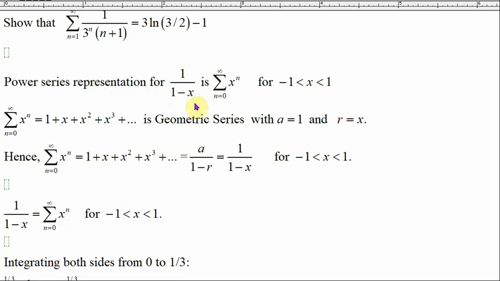And also recall that we got this representation by thinking of this infinite series as a geometric series where the first term is 1 and the common ratio r is x. Therefore this infinite series with x to the n converges to a over 1 minus r, and a is 1, so we get 1 over 1 minus x. And so this is how we got 1 over 1 minus x to be equal to the infinite series with the expression x to the n.